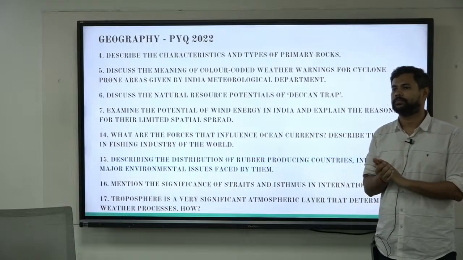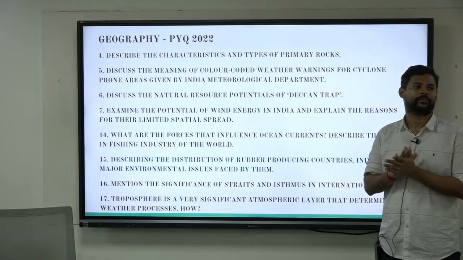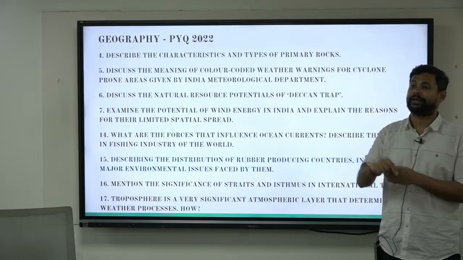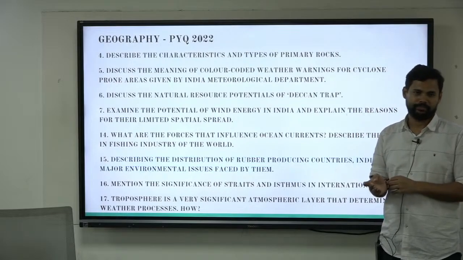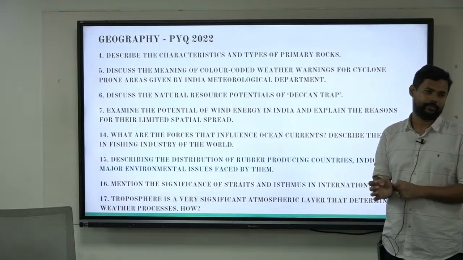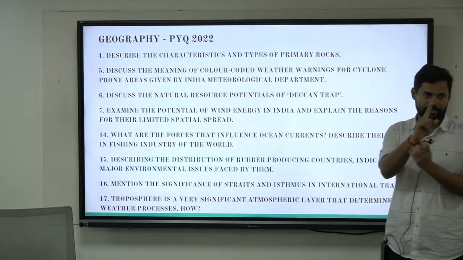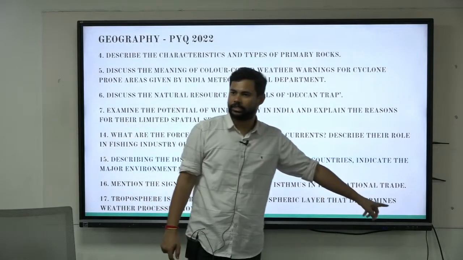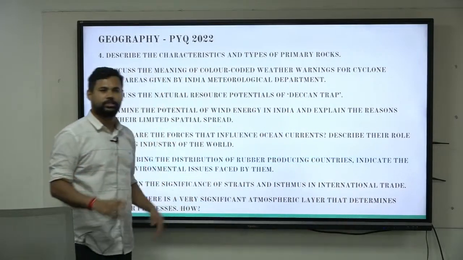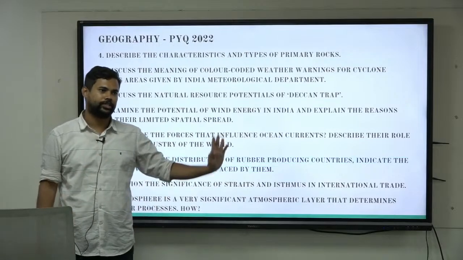What else? Economic geography, in bracket international trade. Or just put it as trade. Okay. Economic geography, trade. The reason is, see, mention the significance of straits and isthmus in international trade. Forget the straits and isthmus. You said landform. Forget straits and isthmus.